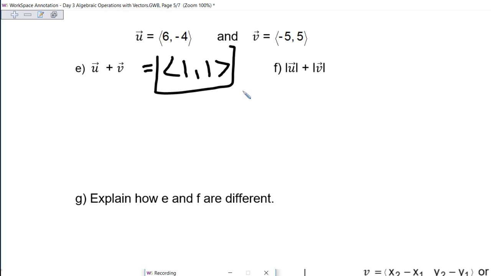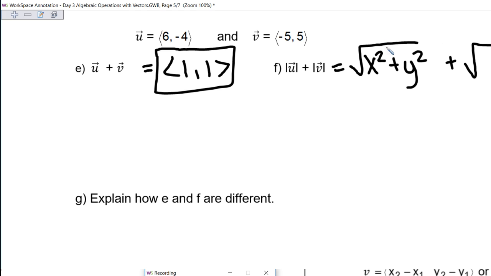But part F, what do those bars mean? Magnitude. So we need to find the magnitude of vector u and add to that the magnitude of vector v. What was the magnitude formula? Square root of x squared plus y squared. Now, remember component form, it's just like an ordered pair. This is x, this is y, this is x, this is y.